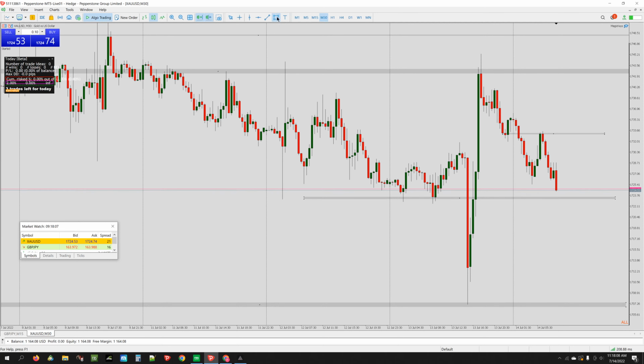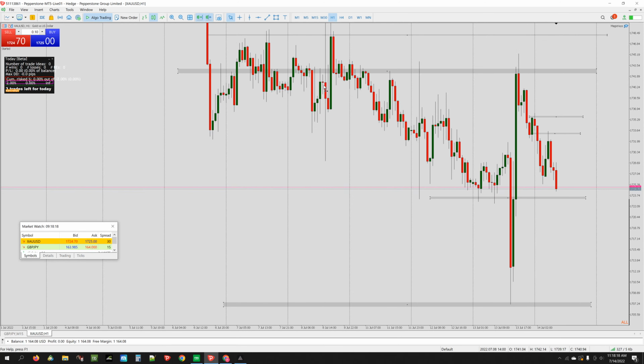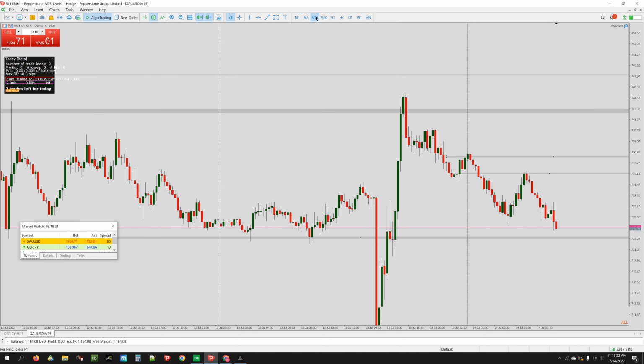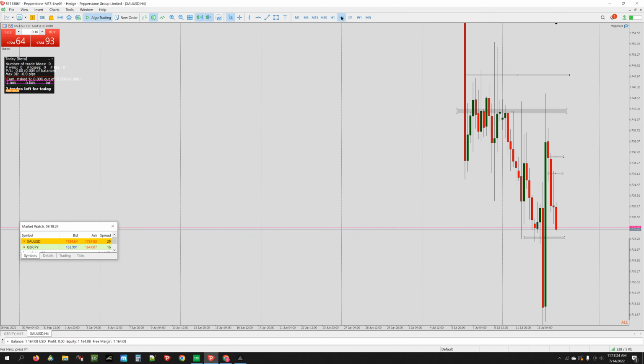This is very risky and very tricky to trade at this point in gold. It is in our best interest to stay away from gold unless we find some excellent entry.